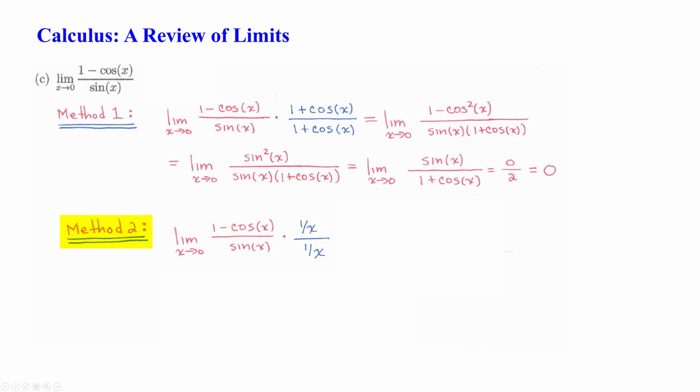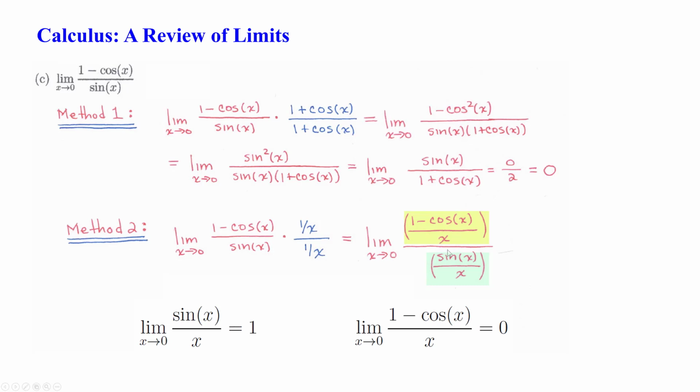Now let's look at the same problem in a different way. This time I want to multiply by 1 over x over 1 over x. Remember, anything over itself is 1, and this original problem agrees with this problem. And now we multiply the 1 over x through the numerator. We multiply the 1 over x through to the denominator, producing this result. And then you see these are our 2 favored trigonometric limits.